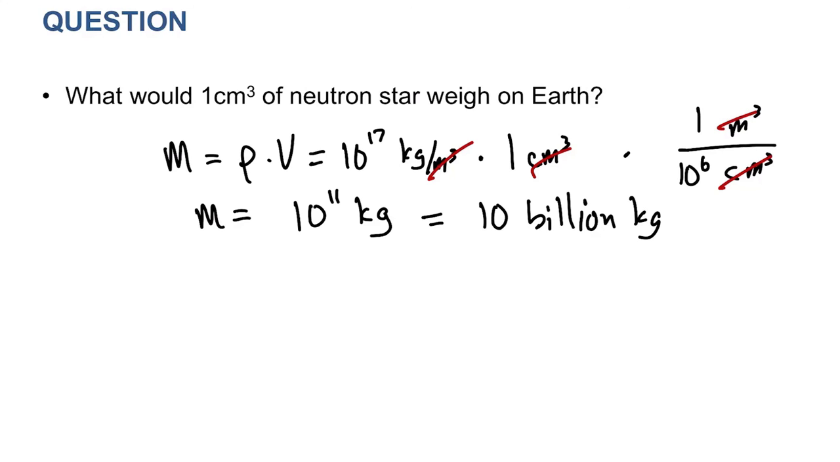1 cubic centimeter, a teaspoonful. 1 teaspoonful of neutron star has roughly the same mass as Mount Everest. So this is as dense as stuff gets. You can't get any denser than this.